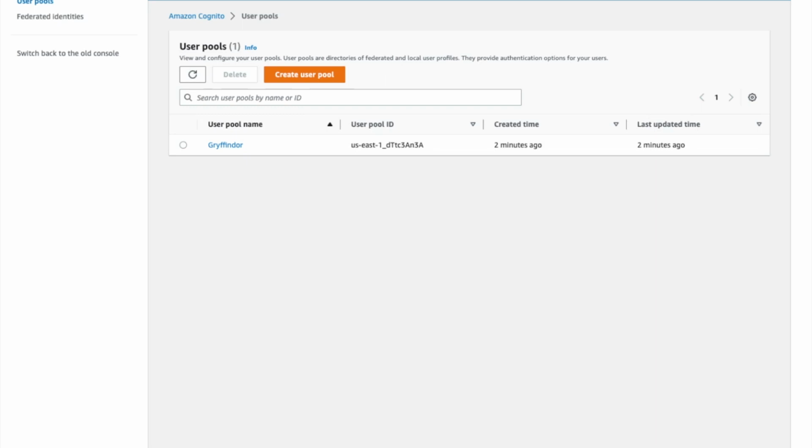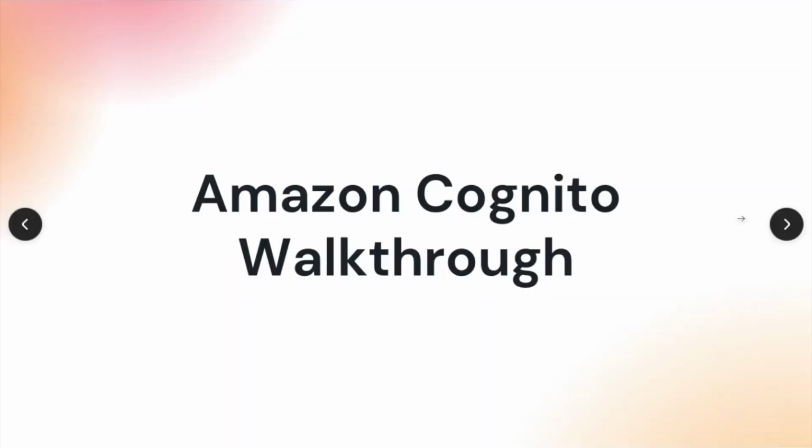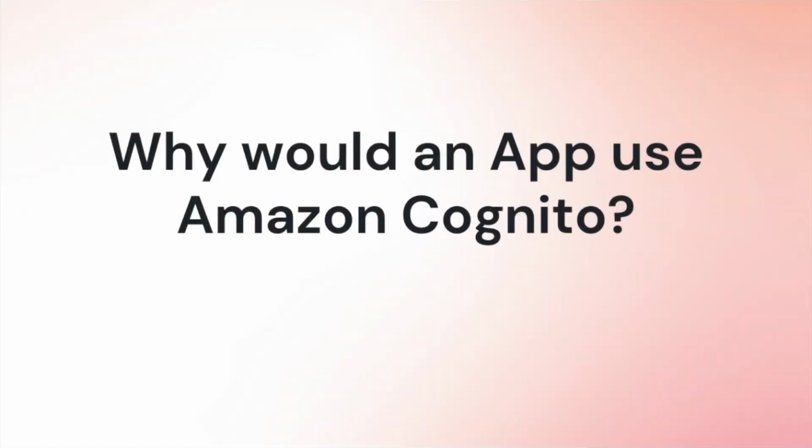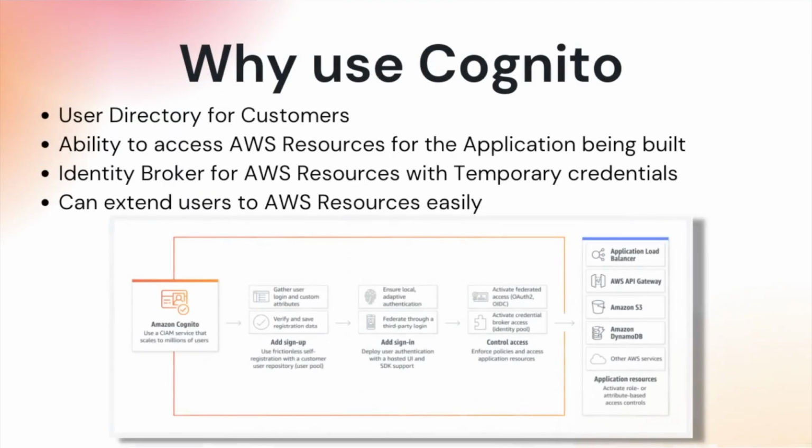Let's go back into the video. Okay, so now you have some idea about what Amazon Cognito can provide in terms of different user identities, how you would use it, and why the region is important. Now, you may also wonder, why would an application even bother using Amazon Cognito? It's worth calling out that it is a user directory for customers, primarily your consumer customers.